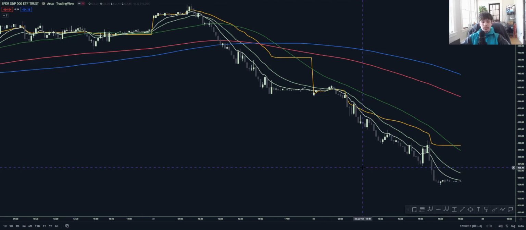But I did want to touch on this again because I just can't stress how important it is, because these trend days are where we make serious money. These trend days are extremely profitable, but we need to know what we're looking for.